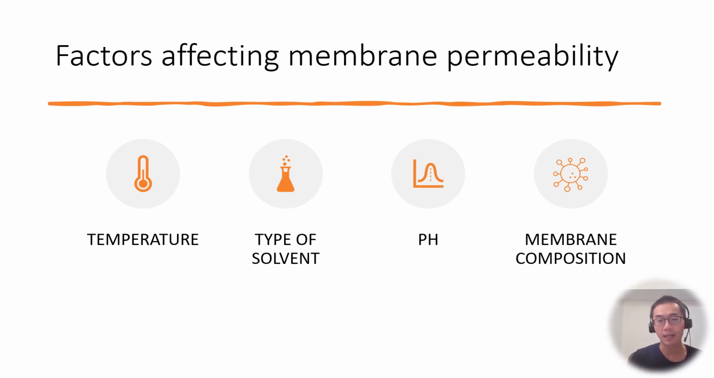pH is another factor. Remember, you have all these proteins that are in the cell membrane, right? By changing the pH, you might change how some of these proteins are folded. And if the proteins started to unravel themselves, to denature, then your membrane is going to start to have holes in it, and they will become more permeable as well.